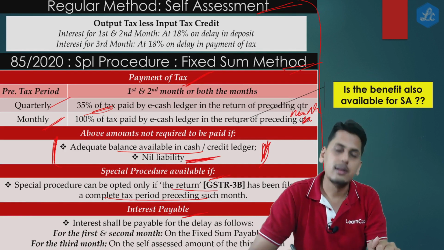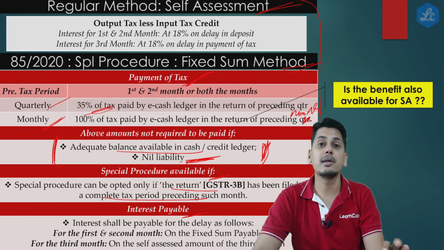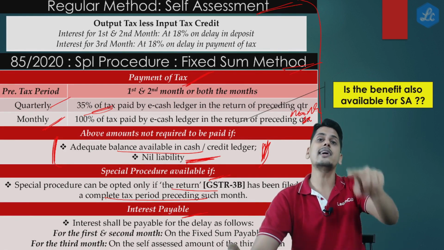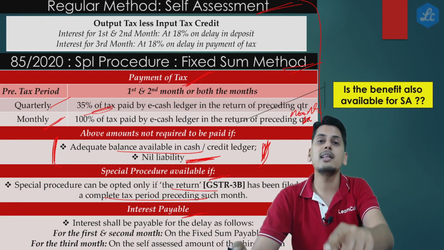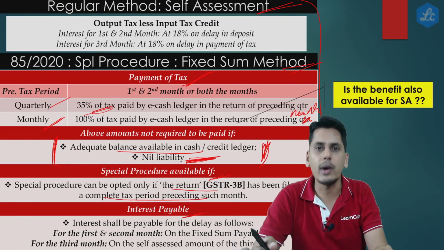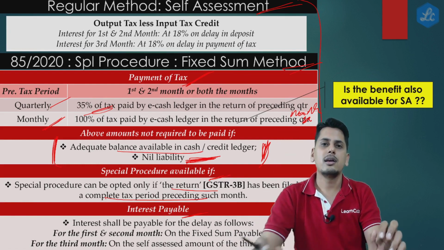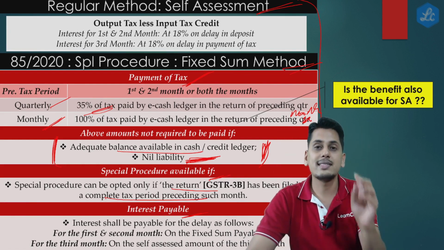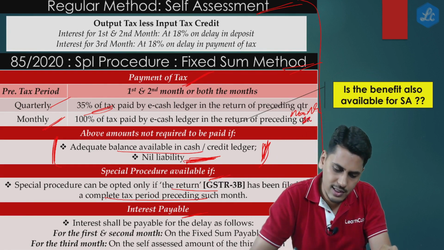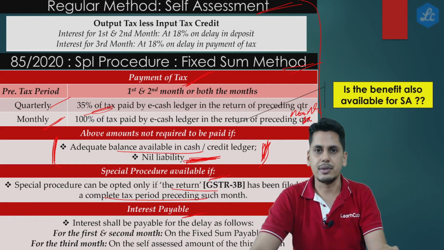So this one, if there is nil liability, you need not pay anything under the fixed sum method, has to be specifically told, because otherwise he would have paid it as a percentage of the amount which was paid by debiting the electronic cash ledger in the preceding tax period. So here it was specifically required. But as regards self-assessment, it is implied, it is deemed. If there are no outward supplies, my self-assessment tax itself is nil, why would I deposit? So this one is available for fixed sum, and also available for self-assessment.